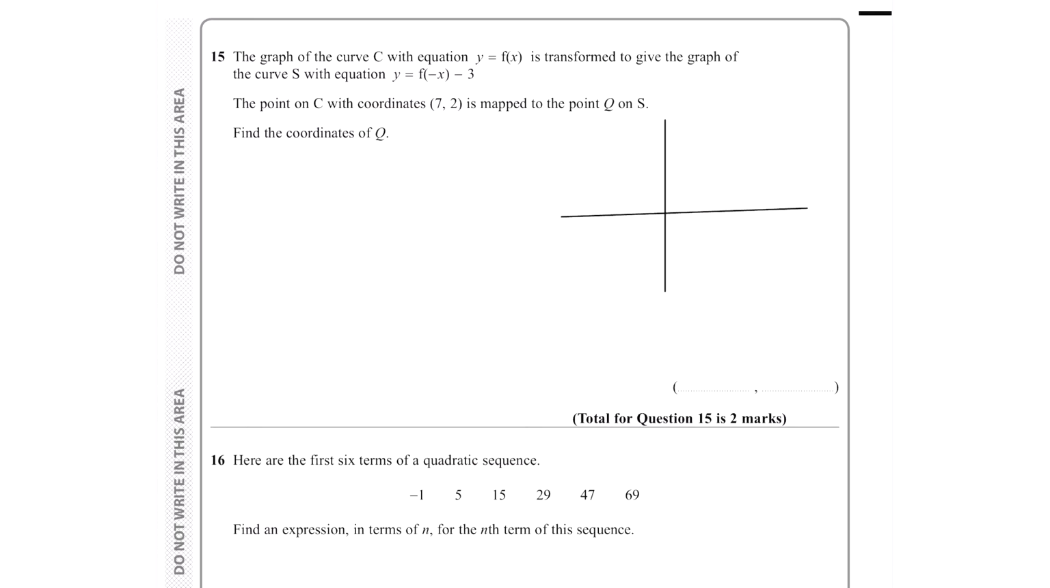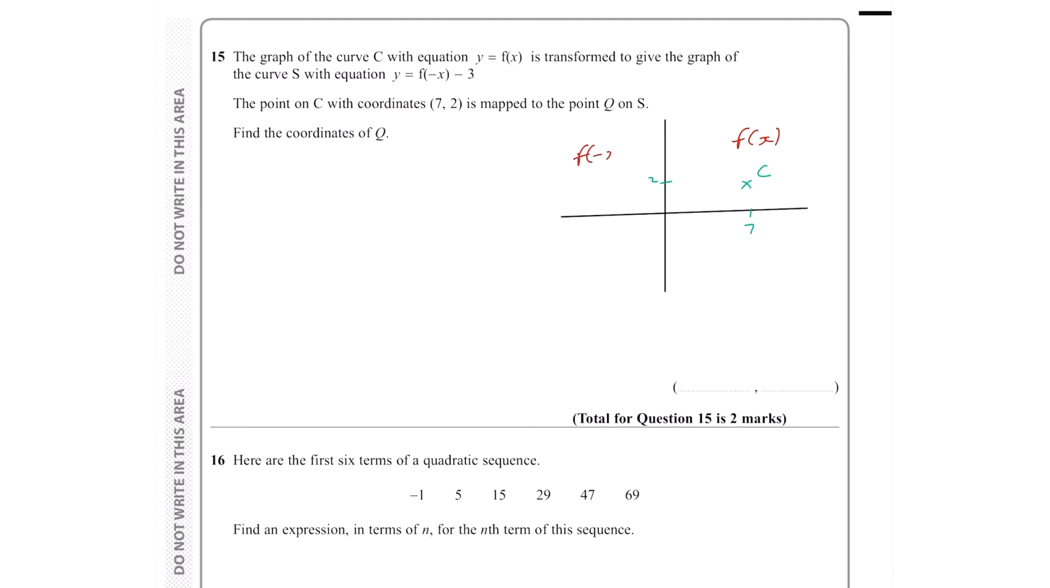So if I plot on the coordinates, we have this curve. The point on C is mapped to Q on S. So we have a point of 7, 2, which is there. That's the point on C. It's mapped to point Q. So we have this curve C, and there's a point on the curve, which is that one there. At the minute, what we have here is f of x.